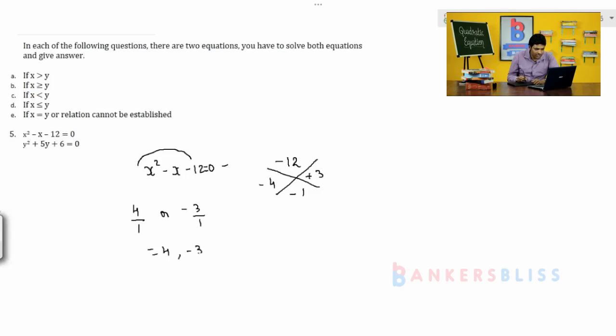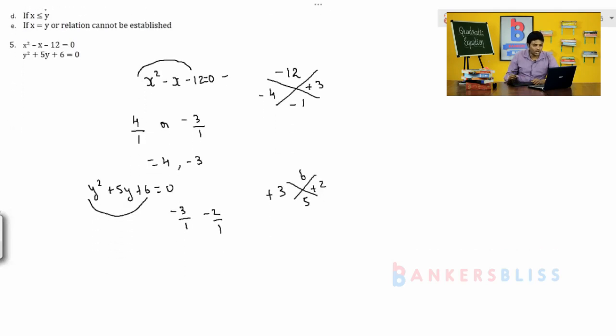which is equal to 4 comma minus 3. Next, for y square, see here the coefficient, y square plus 5y plus 6 is equal to 0. Here the coefficient is 1, 1 into 6, you are going to get 6 divided by 5. So, 3 2s are 6. So, plus 3 and plus 2. Your answer will be minus 3 by 1 and minus 2 by 1, which is equal to minus 3 or minus 2.